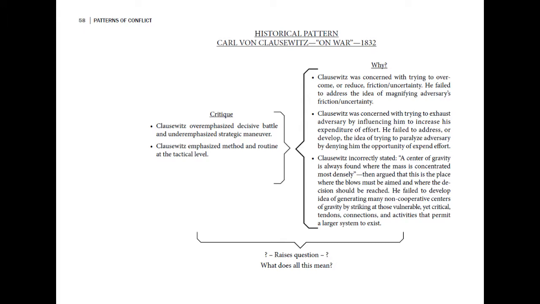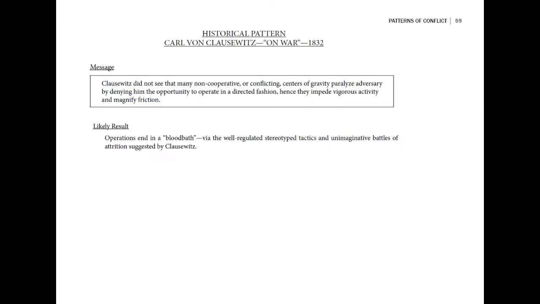Okay, so what does all this mean? To attack this, let's go in reverse order. Let's assume we can generate many non-cooperative centers of gravity. If we can do that, what do we do? We deny the opportunity to generate, we impede vigorous activity. What does that mean? We maximize friction and uncertainty. That's exactly right. Very often you turn the argument around and see what's going to happen. Because it can't function as an organic whole. And so there's the message: many non-cooperative, conflicting centers of gravity paralyze the adversary by denying the opportunity to operate directed fast, and they impede vigorous activity and maximize friction.